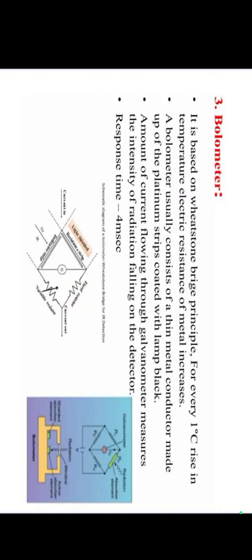The third detector is the bolometer. The main principle of the bolometer is the Wheatstone bridge principle. For every 1 degree Celsius rise in temperature, the electric resistance of the metal increases. The bolometer usually consists of a thin metal conductor made up of platinum strips coated with lamp black. The amount of current flowing through the galvanometer measures the intensity of radiation falling on the detector. These are detected by the bolometer detector. The response time needed in this detector is 4 milliseconds.